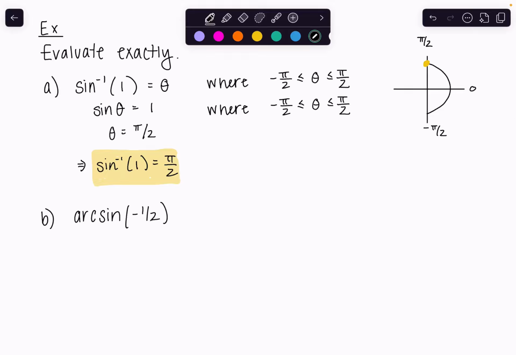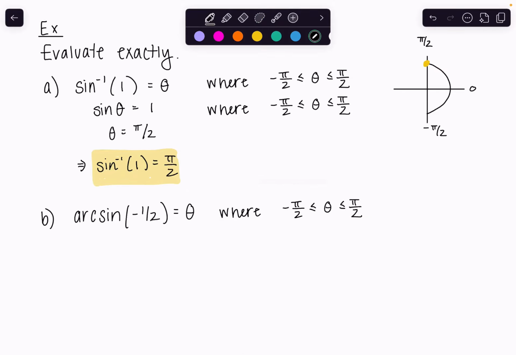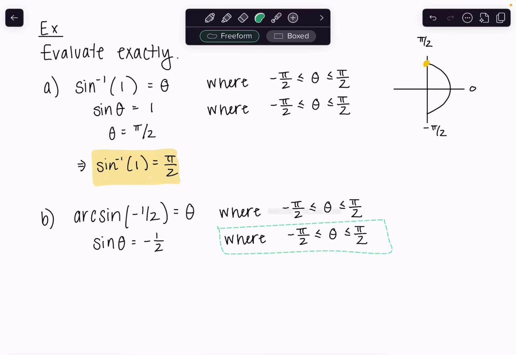To do the second one, same thing. This is going to export an angle, specifically where the angle is on the right half of the unit circle. So you're really asking yourself, where does sine of theta equal negative 1/2 when this angle is between negative pi over 2 and positive pi over 2?